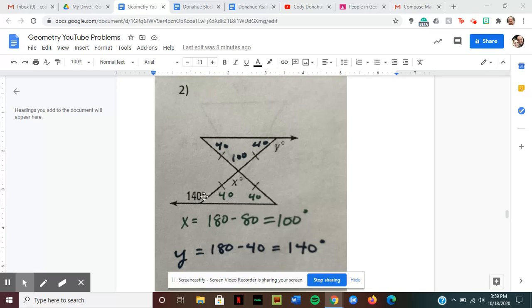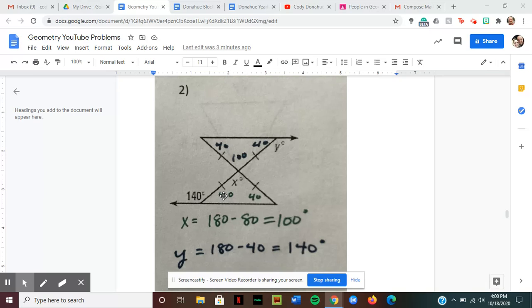I can also notice that this 40 degrees is opposite from one of my congruent sides. Remember the relationship between sides and angles: if these two side lengths are equal, then the angles across from them are going to be congruent. So if this side length is congruent and that makes this angle 40, and this side length is congruent to that side length, then that makes this other angle 40. So these two angles are now 40 degrees.